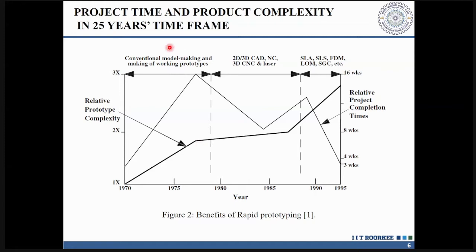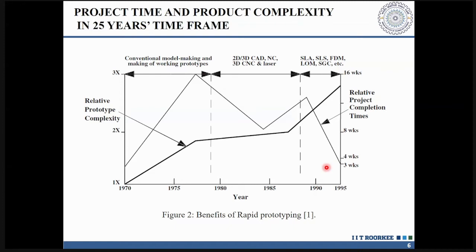Earlier, wood was used to manufacture prototypes, and it took around 16 weeks to manufacture a prototype. If the product complexity increases, the prototype manufacturing time would also increase manyfold. What we found is that prototype manufacturing time started decreasing with the help of 2D, 3D, CNC parts and so on. But when there was a further jump in product complexity, we moved to SLA, SLS, FDM, SGC, LOM, and so on. And we were able to create the prototype in just 3 weeks, even with higher complexity in the product.